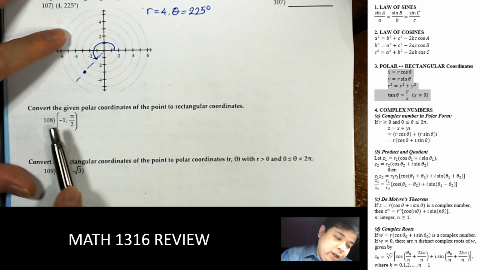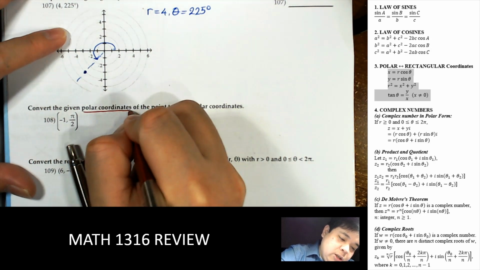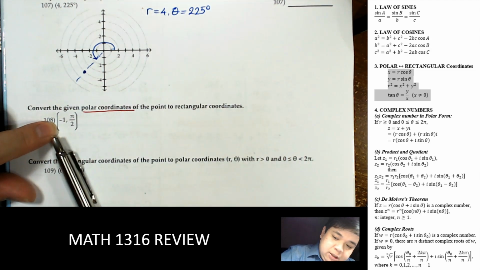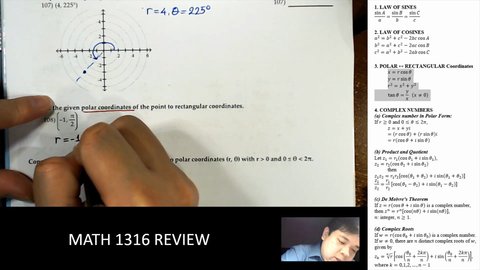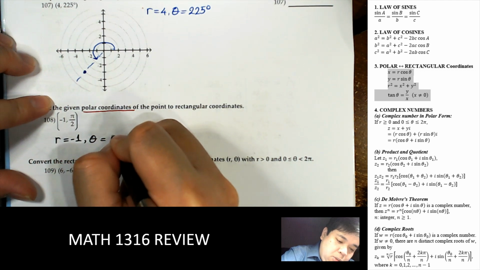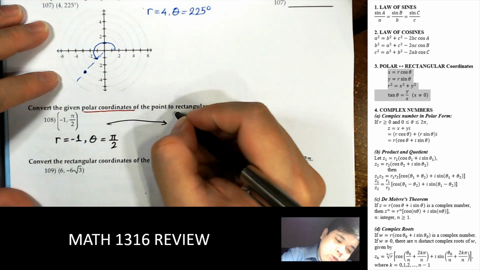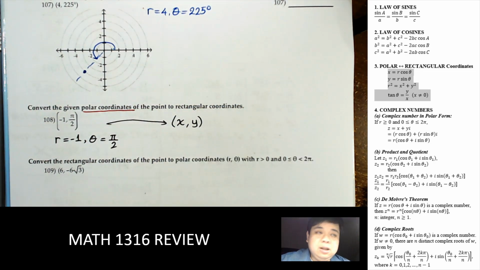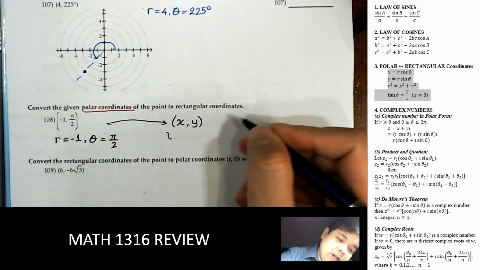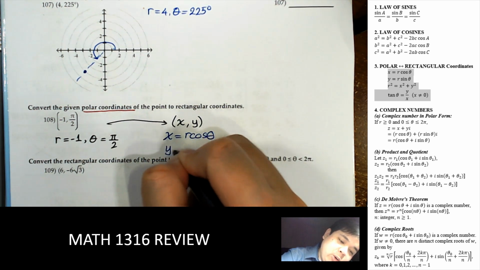Right. Next one, given the point in polar coordinates, meaning that r is -1 and theta is pi over 2. This one is in polar. We're going to convert this into rectangular, meaning we're going to have x and y. It's very simple. The formula is straightforward. x equal to r cosine theta and y equal to r sine theta.